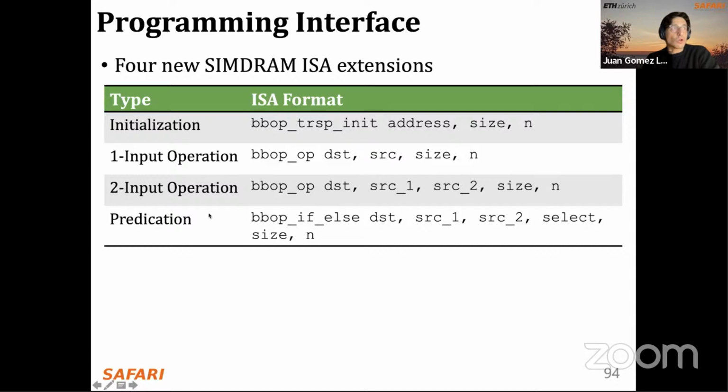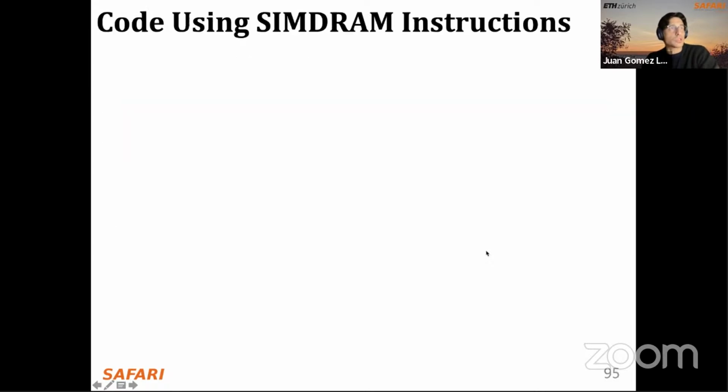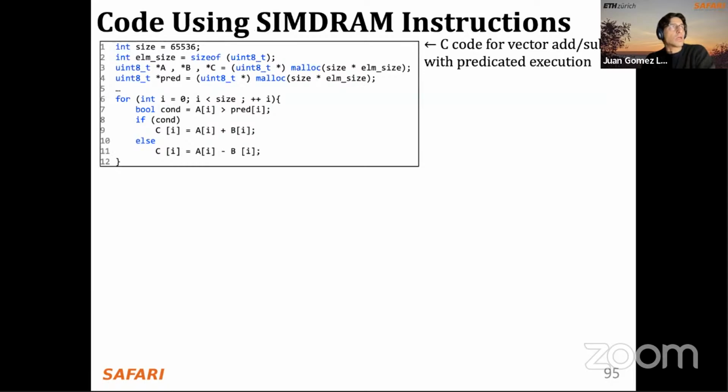And then we also have a predication instruction, this bbop if else, that allows us to implement predication in SIMDRAM and implement, for example, an if-else statement and perform the corresponding operation for the corresponding path. And we are going to see an example of that, by the way.